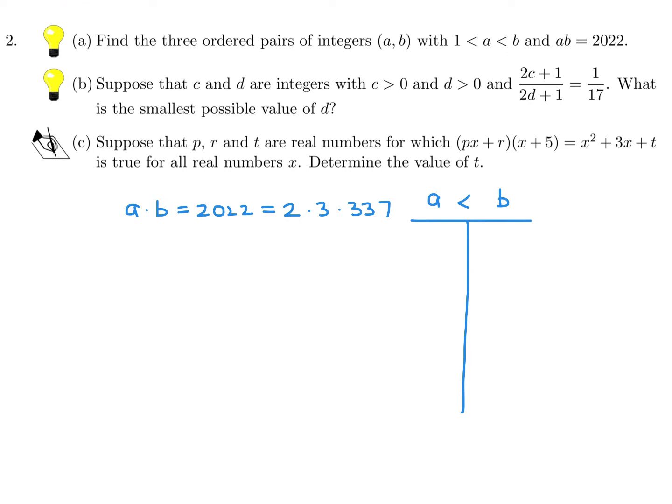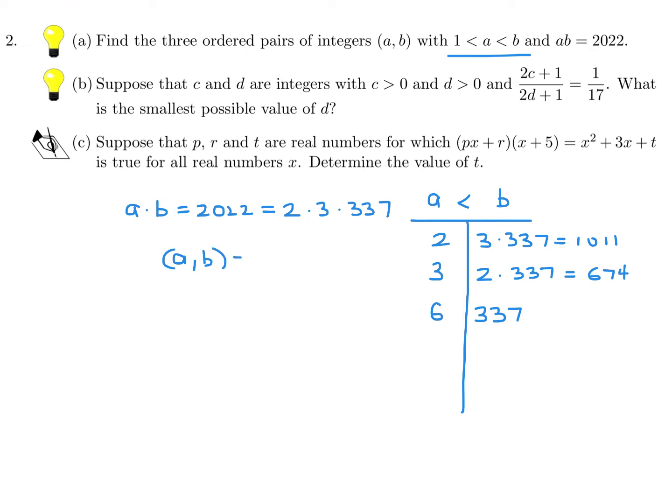How about if A is 2, and therefore B would be 3 times 337, which is 1011. That'll work. How about if A is 3 and B is 2 times 337, which would be 674. And A is 6 and therefore B would be 337. And I think that's the only ones because we have to ensure that this inequality is maintained. So our ordered pairs (A, B) are 2, 1011.